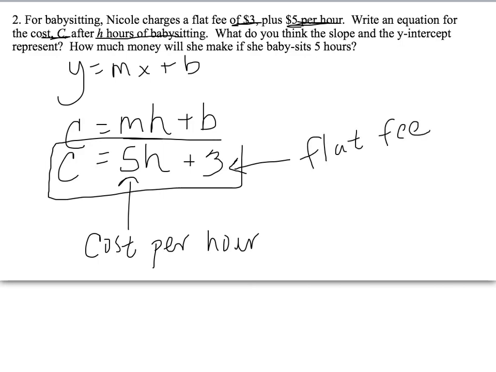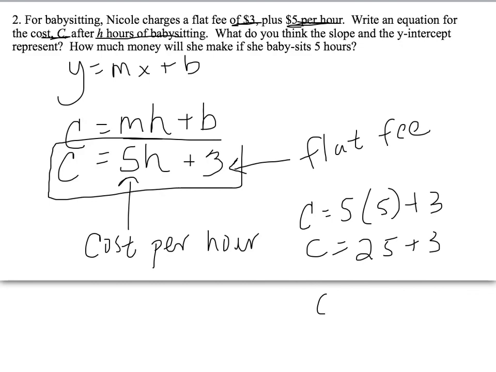Okay, so how much money will she make if she babysits for 5 hours? Okay, so in for H, I'm going to plug in 5. So C is equal to 5 times 5 plus 3. So I have 25 plus 3 is equal to C. So she will make $28.